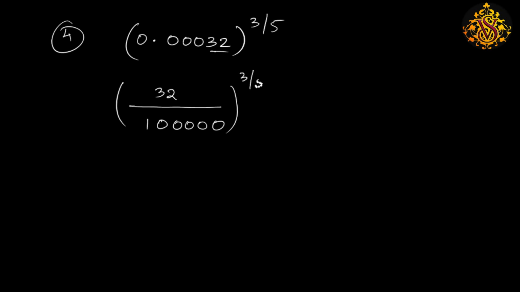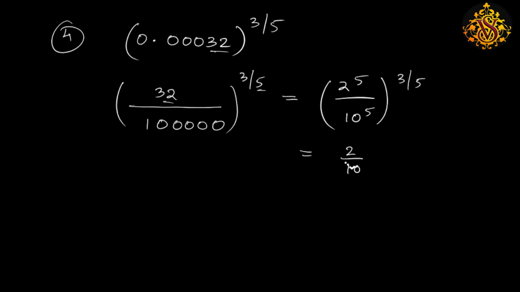And we have the power 3 by 5. So as it is 5 here, the digit will end up with the power 5. So 32, it is 2 power 5 is 32. And here we have 5 zeros, right? So 10 power 5. And whole power 3 by 5. As it is 5, we can write it as common.